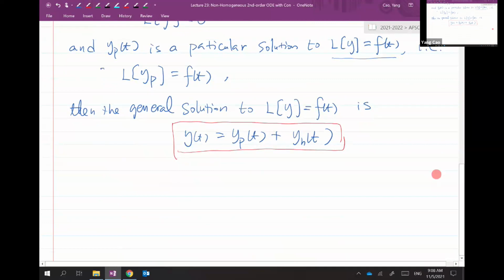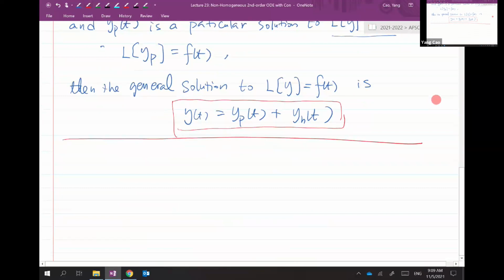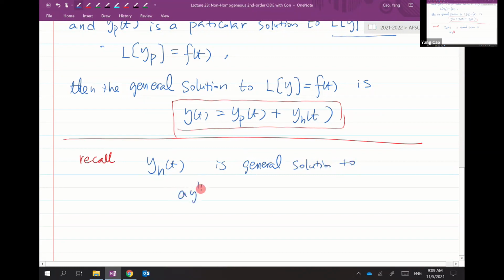Okay, so let's examine this theorem a little bit again. First of all, if you recall, this y_h is the general solution to a y double prime plus b y prime plus c y equal to 0.